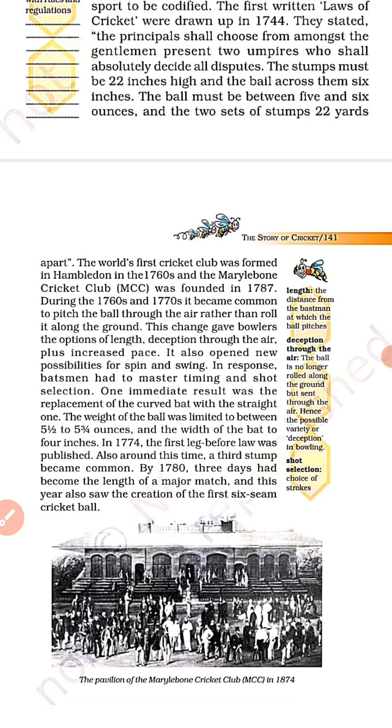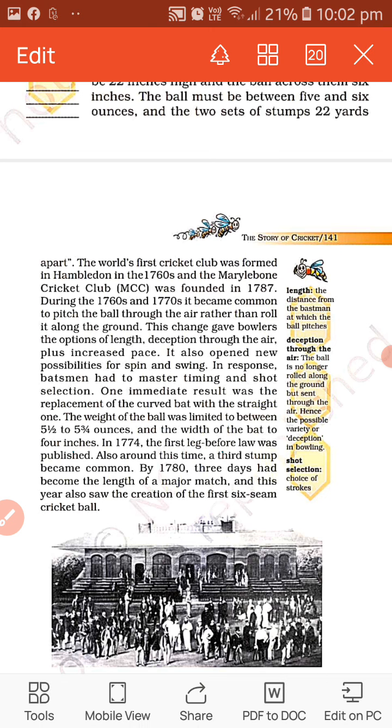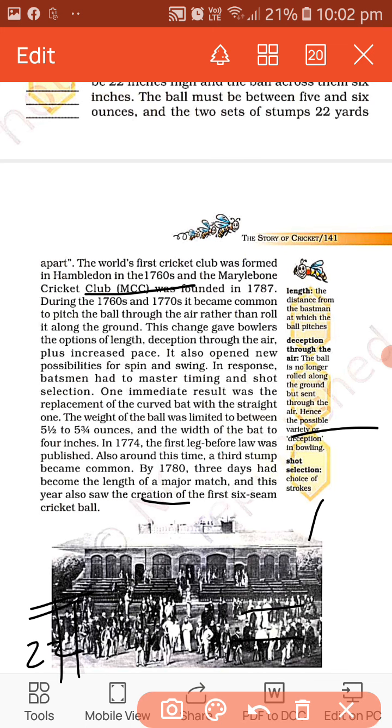Okay, children, let's move further. The first cricket club came into existence in Hambledon in 1760. We can also learn that the first leg before wicket law was published in 1744, and around the same period the third stump became popular. By 1780 the matches were played for around 3 days, and the first six-seam ball was also created at the same time.